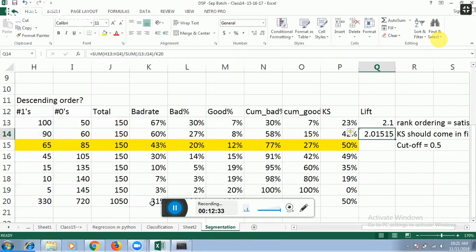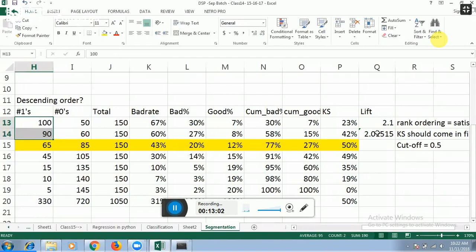Lift for the first two deciles: in the top 20% of the data, how many ones are you able to capture, compared with a randomly chosen sample of 10% of customers. In a randomly chosen sample, you will have a probability of default of 31%, whereas here you are getting approximately 62% or 61% if I compare overall. Is it clear now? So the lift.